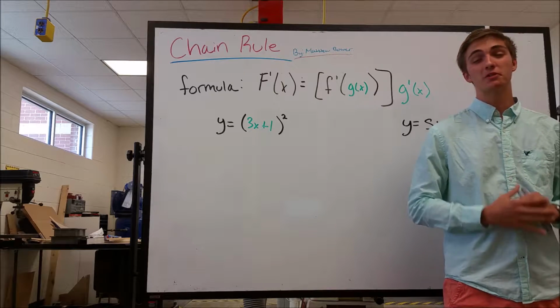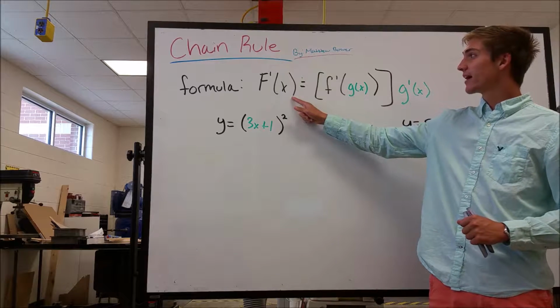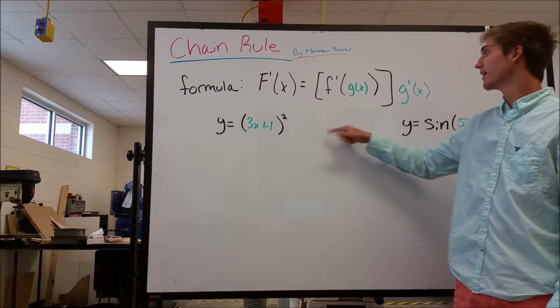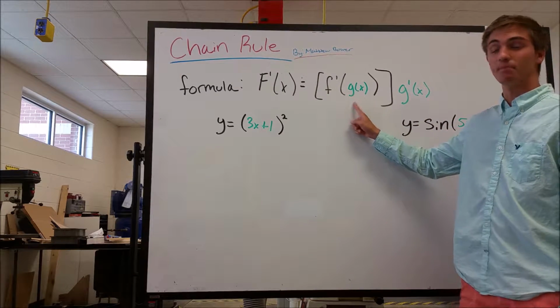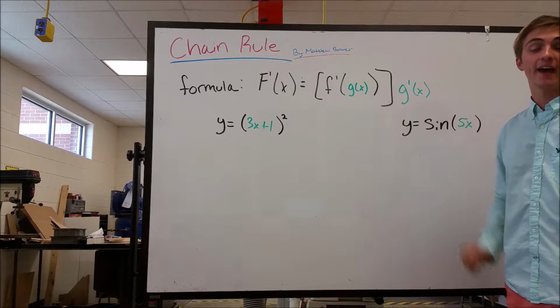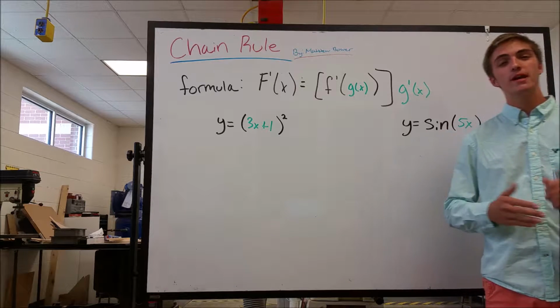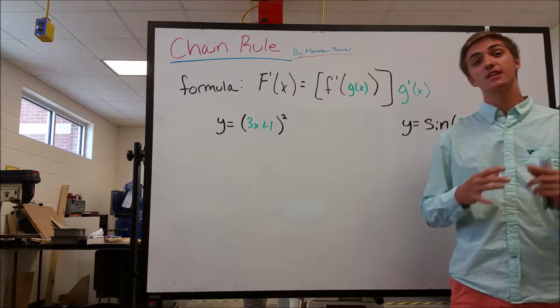The only formula you need to know to do chain rule is this one right here. F prime of x equals the derivative of the outside, and you keep the inside the same. Then you multiply the whole thing by the derivative of the inside. That's simple. Now, chain rule is used to make deriving big functions easier.